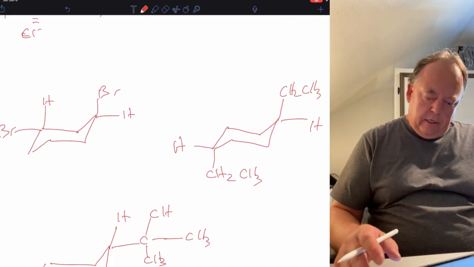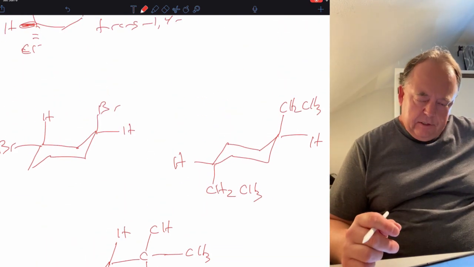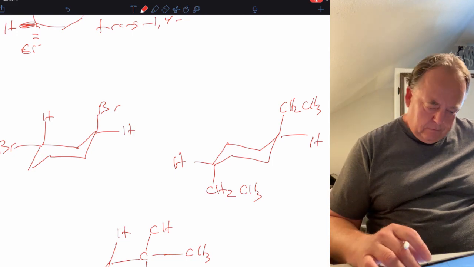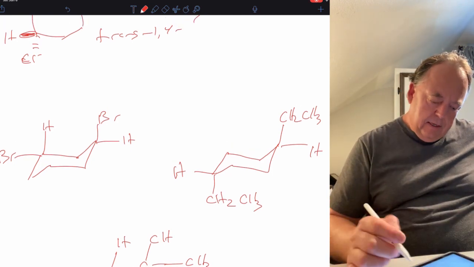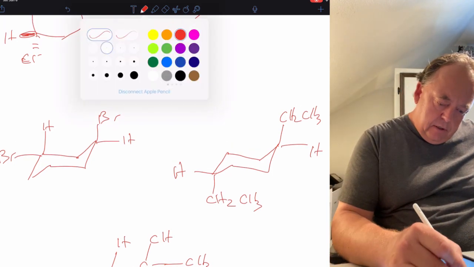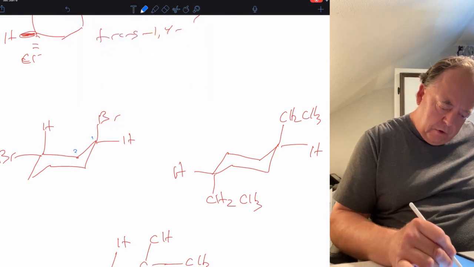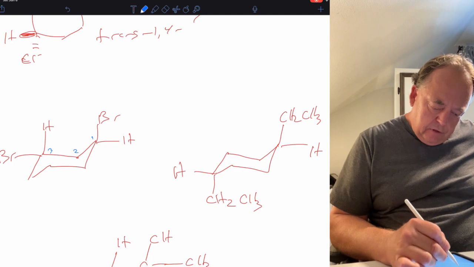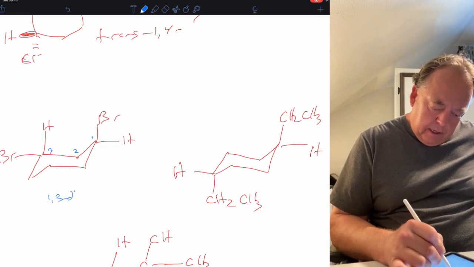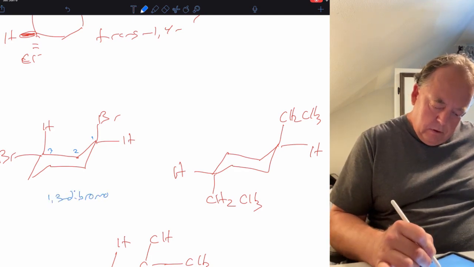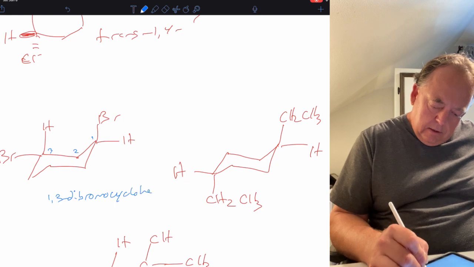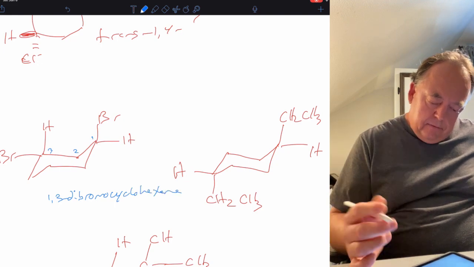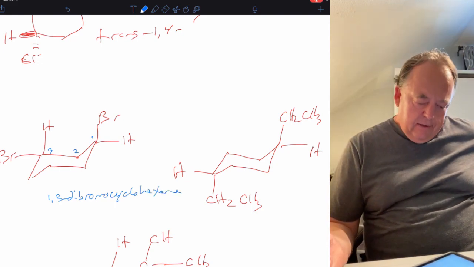Okay, so each of these rings that I just drew, are they cis or are they trans? So let's name them. So this would be carbon 1, 2, 3, or you could have started at the other carbon, it would give you the same. So this would be a 1,3-dibromocyclohexane. But is it cis or trans?